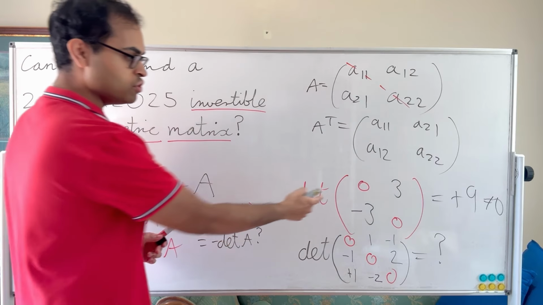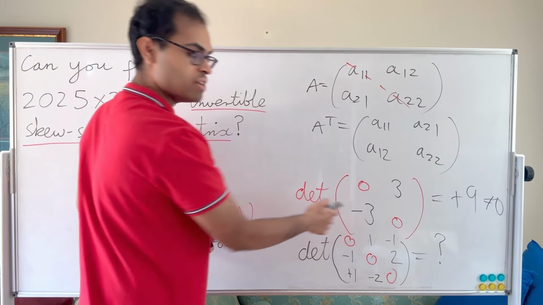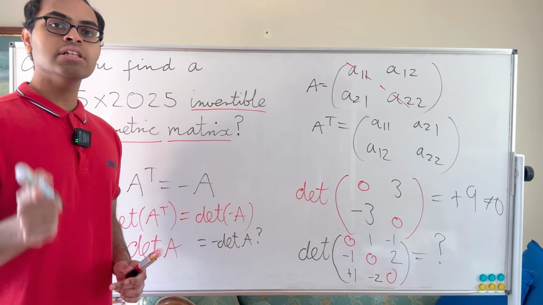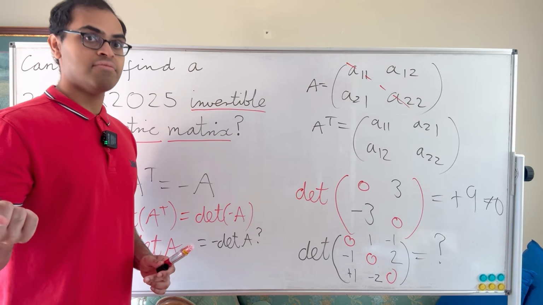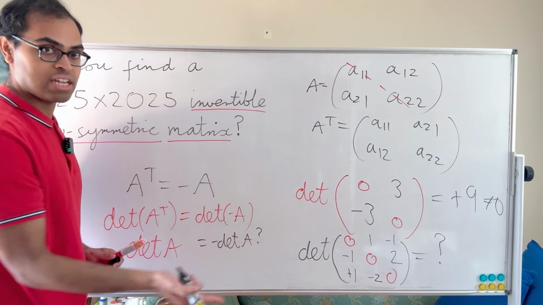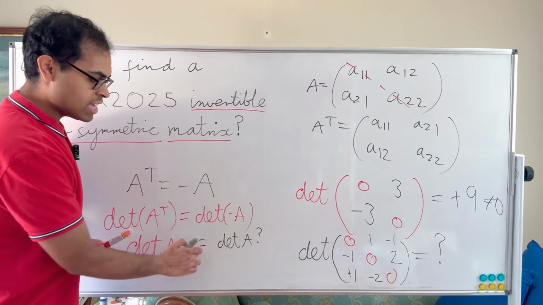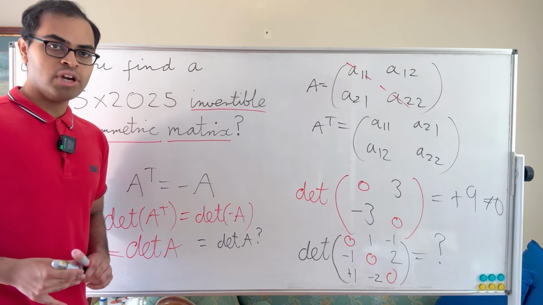For example, if you took this 2 by 2 matrix and took its negative, you would get -3 and +3 here. The determinant would still be +9. It would not be -9. So taking the negative of the matrix doesn't necessarily make the determinant negative of whatever the original determinant was. So we have to actually be careful here. And the way I'm going to show it to you is above.